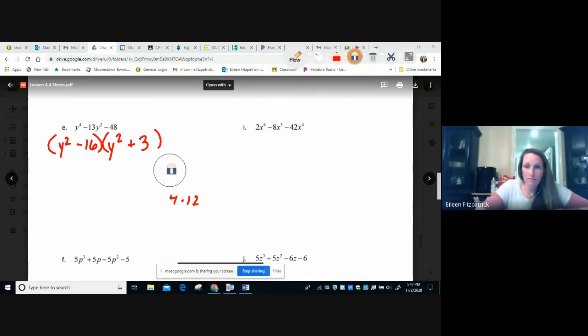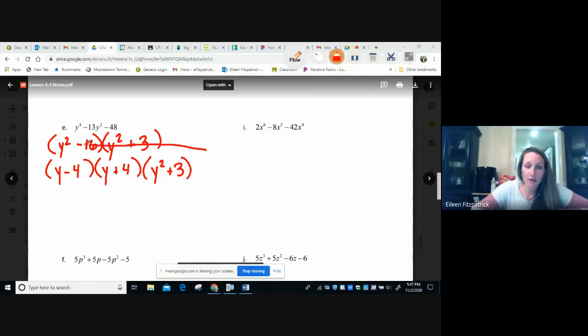Let me erase my factors. Look inside the parentheses. Is there a GCF? No. Is it a pattern? Because it's only two terms, I'm looking for difference of squares or difference of cubes. This is a difference of perfect squares. Both terms are perfect squares. So that one binomial is going to factor again into y minus 4, y plus 4. The other binomial stays the same because there is no GCF and it doesn't follow any patterns. And that would be your answer for that one.